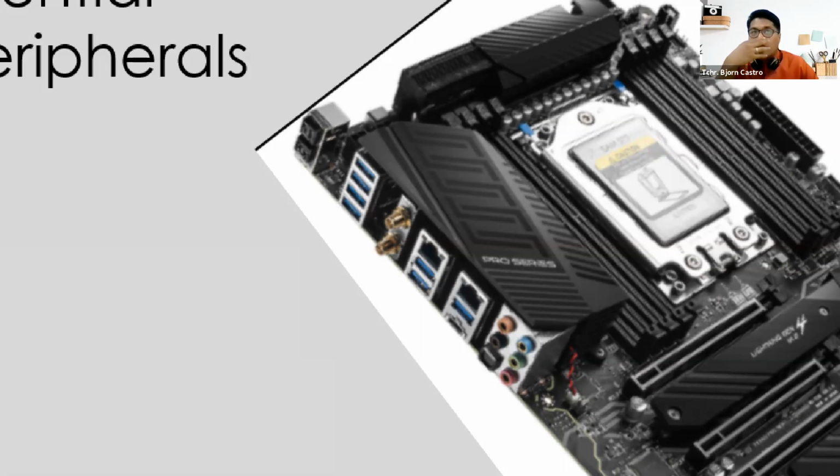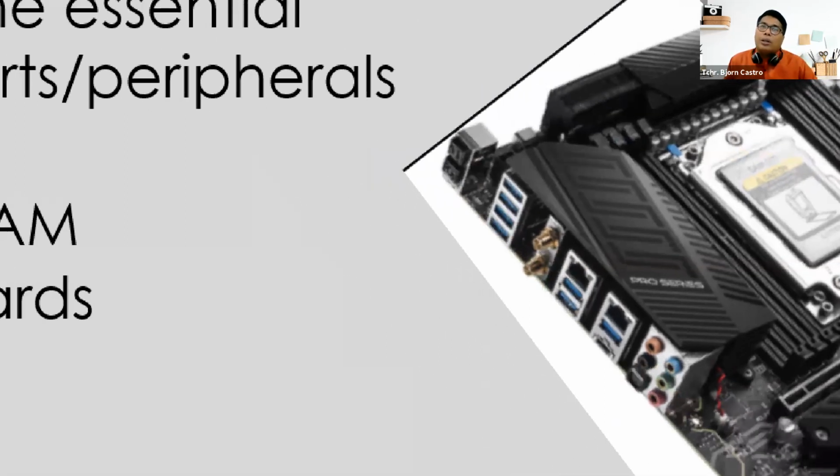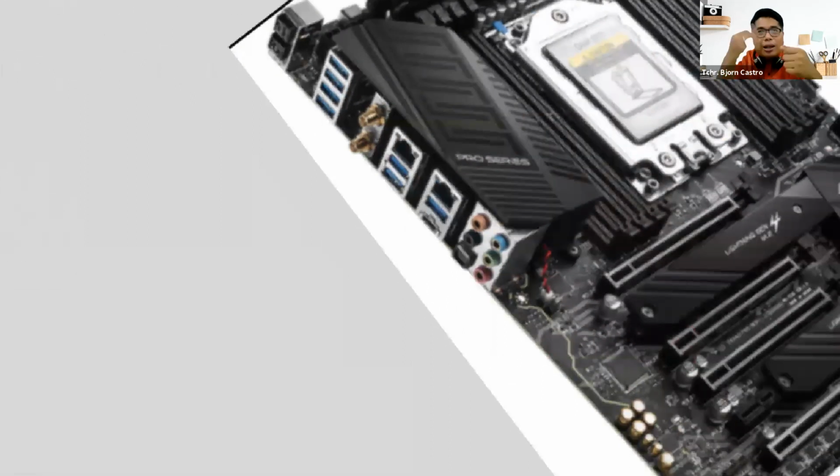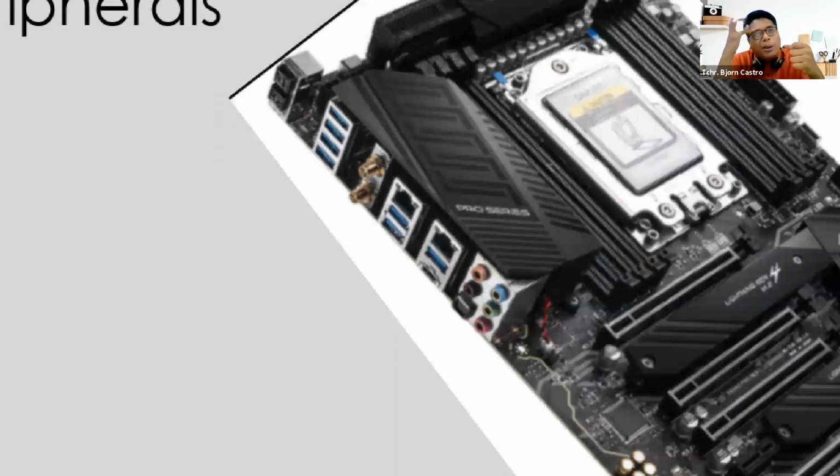You have your USB, or universal serial bus, for your devices nowadays. You have your sound ports. So the pink one must be your microphone. Green, always, is your speaker. Blue is your line in.